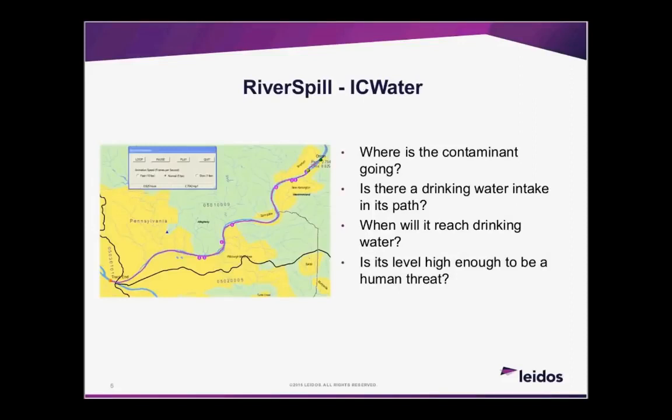The system is designed to answer 4 basic questions. Where is the contaminant going? Is there a drinking water intake in its path? If so, when will it reach drinking water? And is the level of that contaminant high enough to be a human threat?